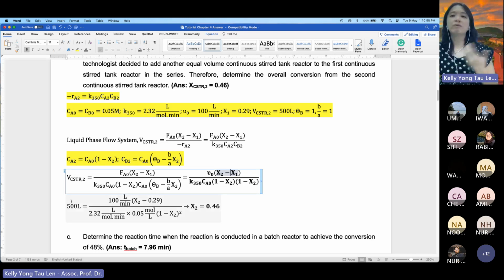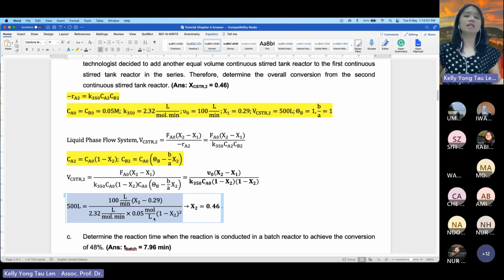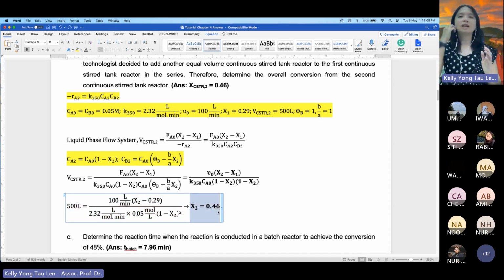Okay, again, you will see that this is a quadratic equation. Okay, so we want to find X. So if you calculate correctly, you will get your second reactor conversion for your CSTR is 0.46. Meaning kalau tadi reaktor pertama, we achieve 29% conversion.